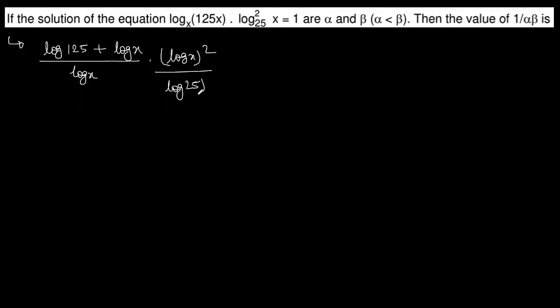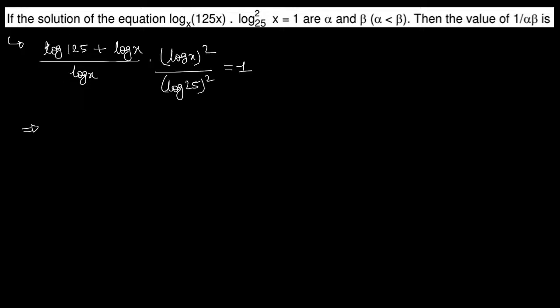If the solutions are alpha and beta, the cases are given. So I am solving this question. We can simply write this as log 125 plus log x, whole divided by log x, and we are multiplying this with log x whole square upon log 25 whole square, which is equal to 1.